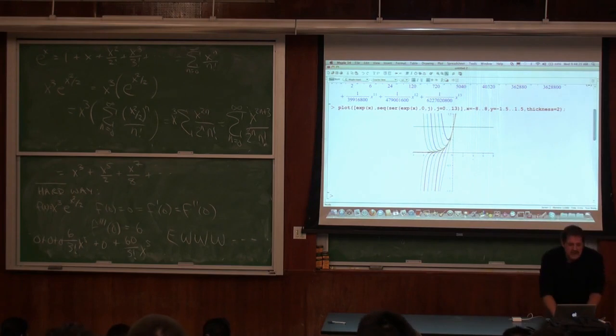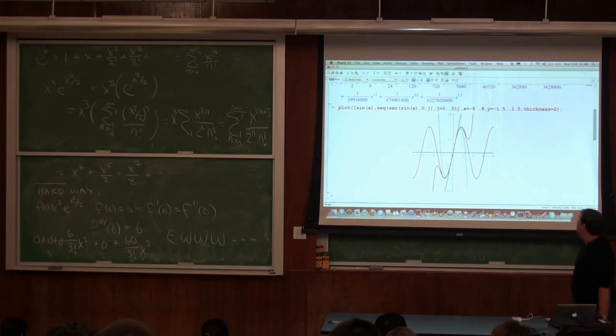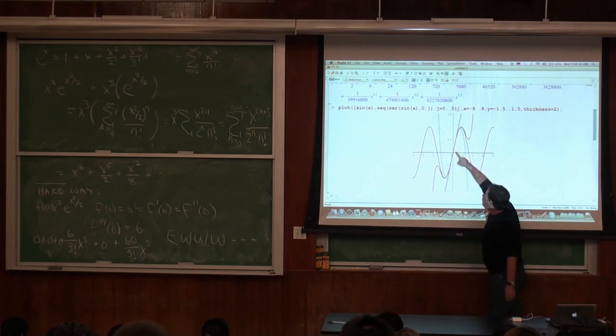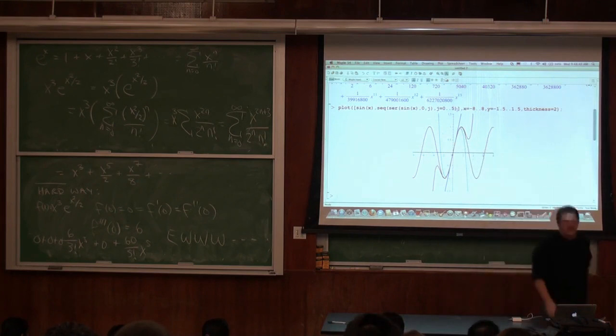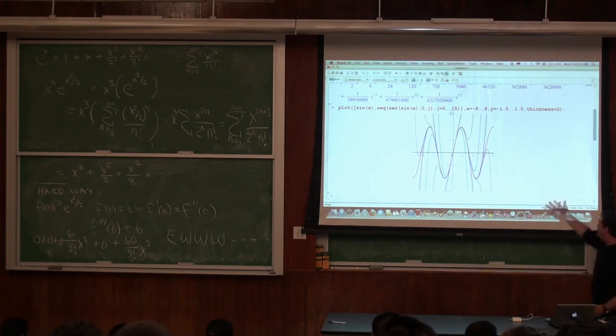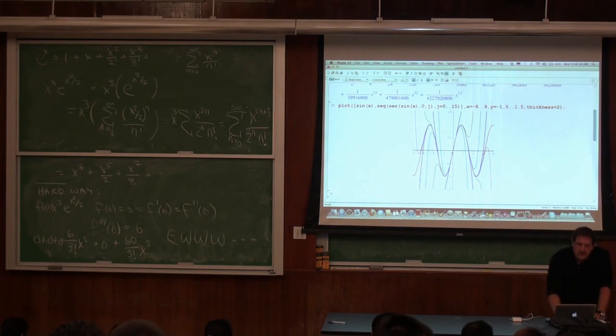If we play the same game with the sine instead of the exponential, maybe I'll only do 5. So this is the graph of the sine, and you can see more and more terms are starting to hook on and get closer and closer to the graph. If instead of doing 5, I do 15, it starts to really match up.